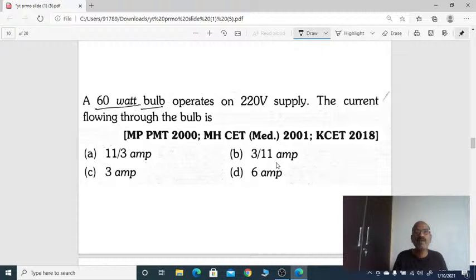A 60-watt bulb power is given. The 60-watt bulb operates on a 220 volt potential difference. The current flowing through the bulb is a direct formula. What is the current flowing through the bulb?